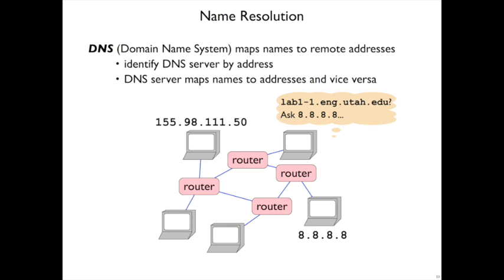So instead of having every machine have a database of all possible names mapped to all possible numbers, DNS uses the network to go find the mapping as you need it. So for example, if this machine here wants to talk to lab1.eng.utah.edu, it's going to use DNS to get a mapping for that if it doesn't already have it locally, which is likely. To do that, it needs to know a DNS server, and it needs to know the numeric address for the DNS server. So that's how we get started.